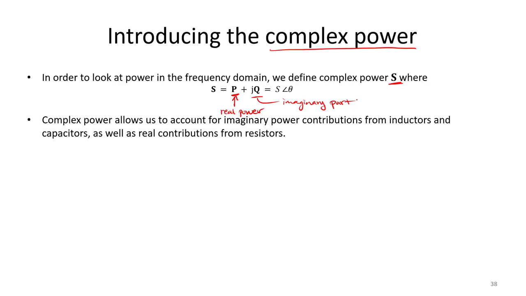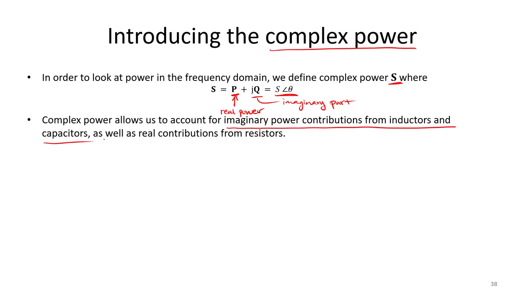And notice that because complex power is a complex number, we can also write it as a polar form complex number, S angle theta, where theta is the phase angle of that complex power phasor. So complex power is really important in AC circuits. Complex power allows us to account for imaginary contributions from inductors and capacitors.